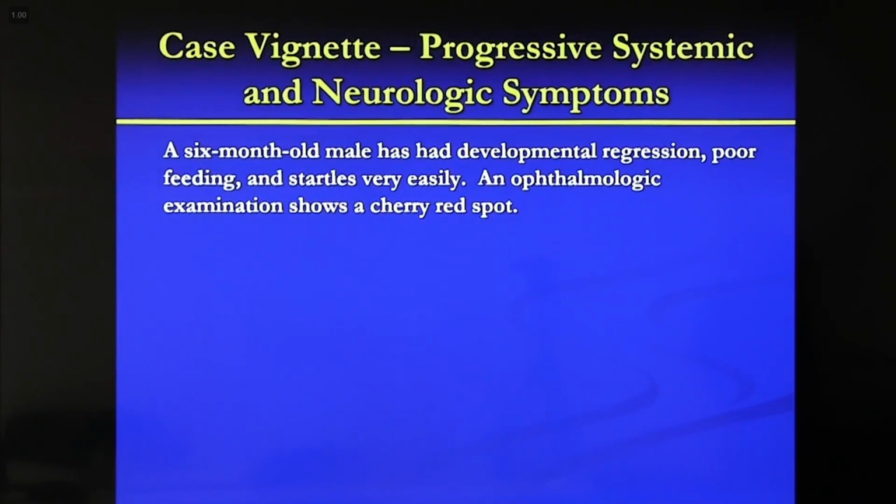There are conditions where you have progressive and systemic and neurologic symptoms. These are not the ones that have dramatic presentations like hyperammonemia. These are the ones that slowly build up. And so if you think about that, at least you can get an idea of things that are in this category. So this question deals with a 6-month-old who has developmental regression, startles very easily, and has a cherry red spot on ophthalmologic examination.